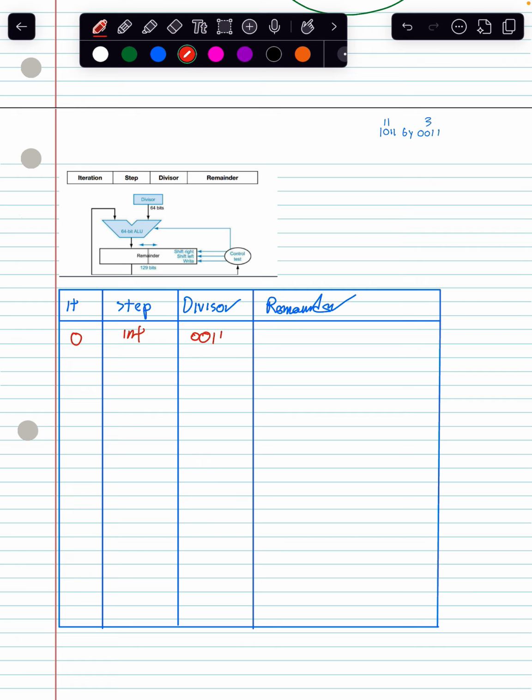Initialize. The divisor stays the same. The remainder is, and this is 9-bit, by the way. So there's going to be 9 circles. So this is how it's set up. Now, to make it simpler, you can draw a line here to cut off the first 4 bits from all the way down so you can keep track of them easier.